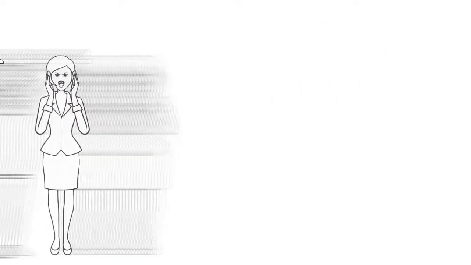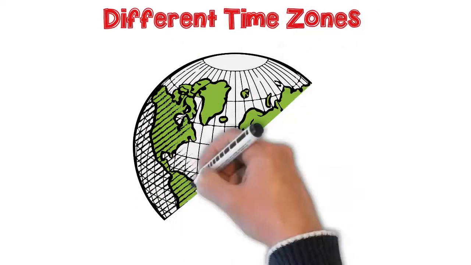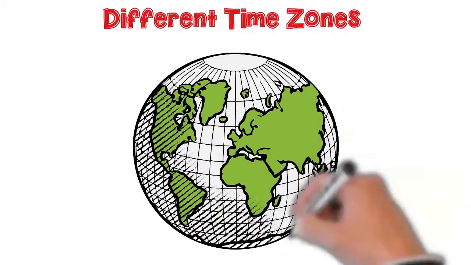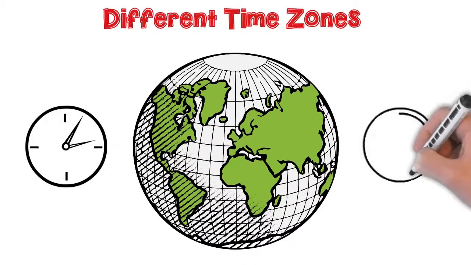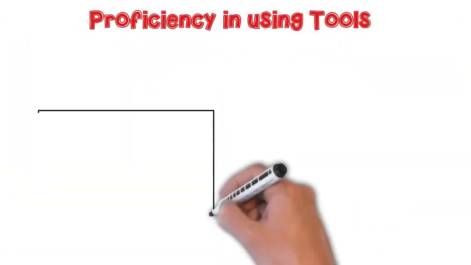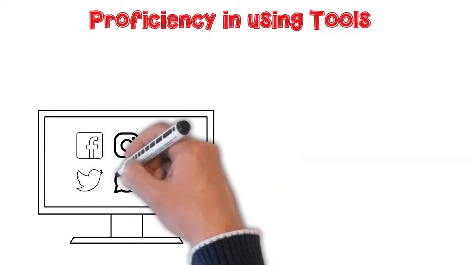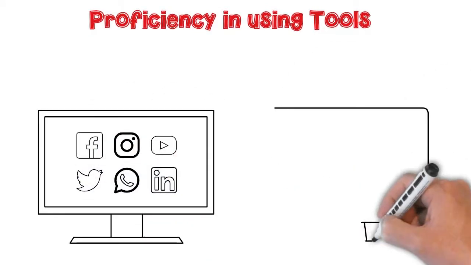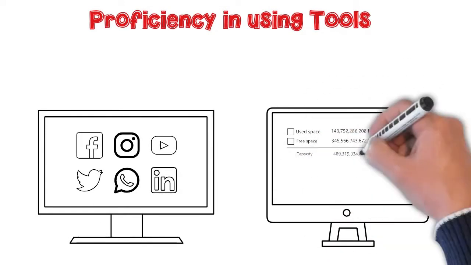Different time zones. The different time zones and different styles of working among the Asian and European countries often create issues to meet the deadlines in large projects. Proficiency in using tools. Different countries use different tools for analysis and testing different aspects of international projects. This can create issues of redundancy and ambiguity in the data and information.